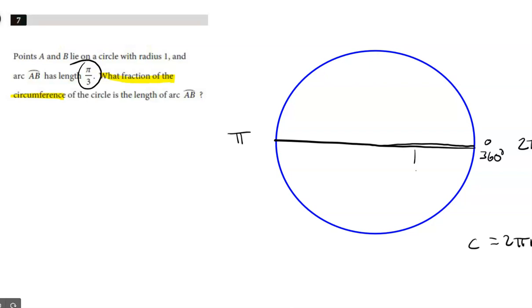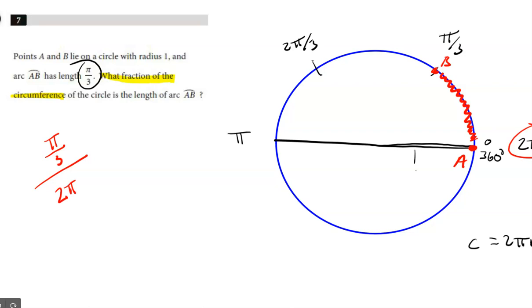So if I do pi divided by 3, if I break this thing up into thirds, right here would be pi over 3. This would be 2 pi over 3, or 2/3 pi. So let's put our A and B on there. We have point A and we have point B, and it has a length of pi over 3. And then we know the total length, so let's see what fraction that is. So we have pi over 3 is what fraction of the full circumference.